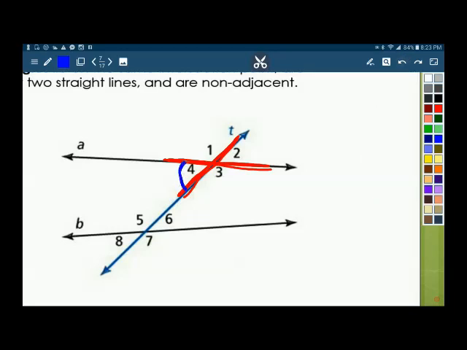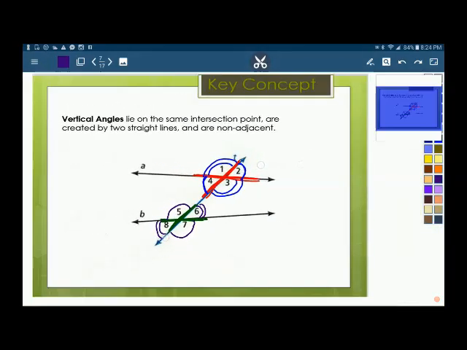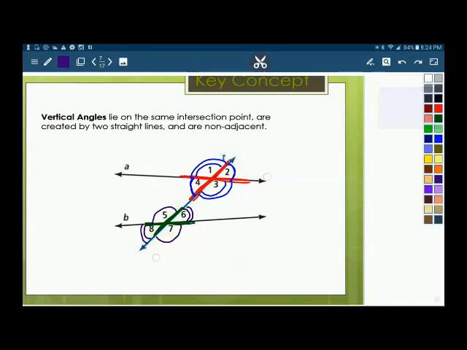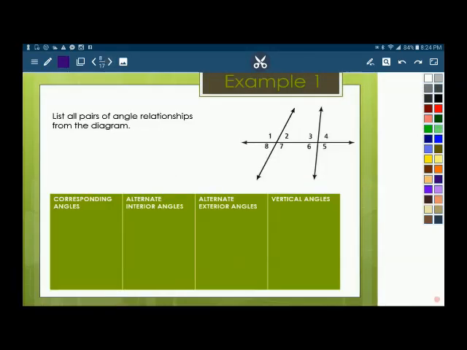So 4 is vertical to angle 2, and angle 1 is vertical to angle 3. You can say the same thing for the opposite intersection. If we look over here, I'm seeing an X formation, which angle 5 would be vertical to angle 7, and angle 6 would be vertical to angle 8. So those are 4 different angle relationships that are created when a transversal intersects two parallel lines.